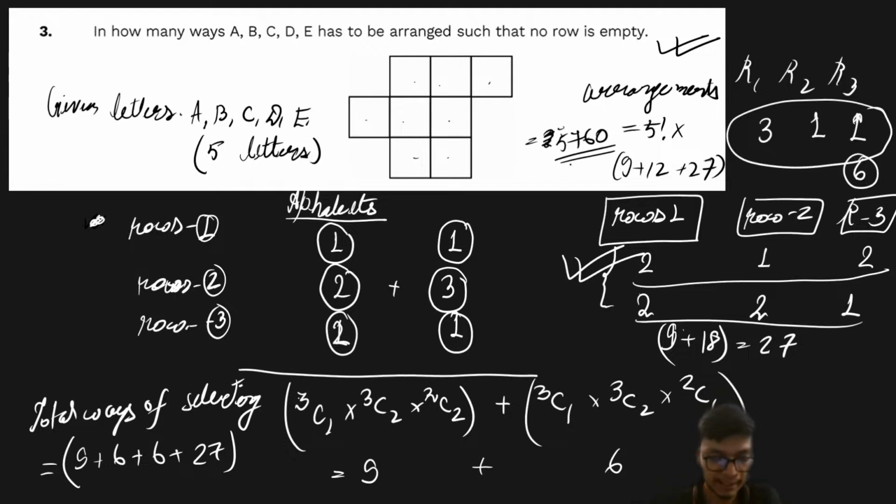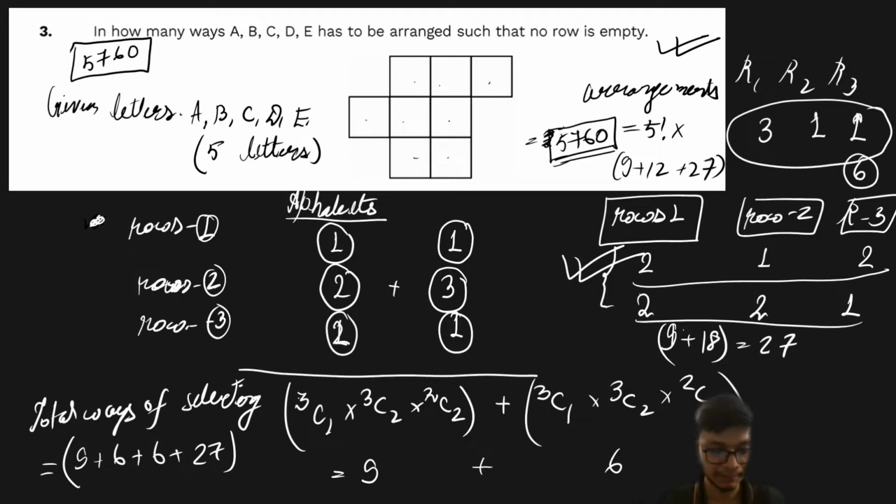5760 is going to be the correct answer to this particular problem. I hope this problem is clear to all of you. So the numerical answer I'm getting from this problem is 5760.